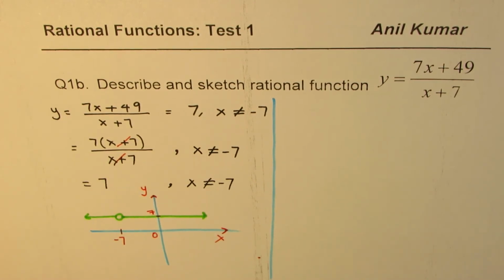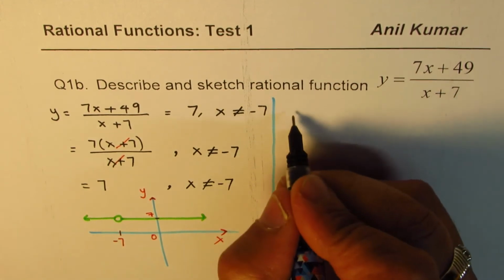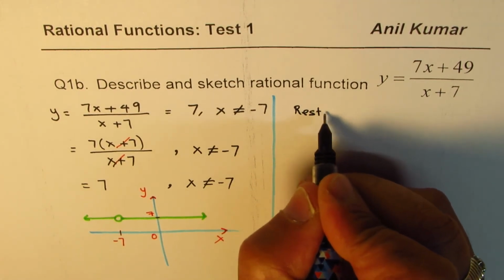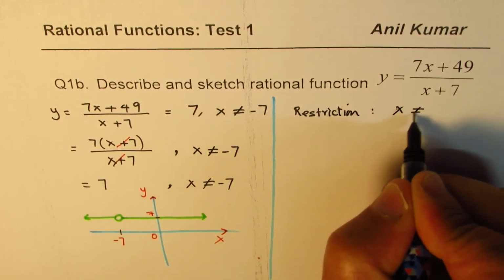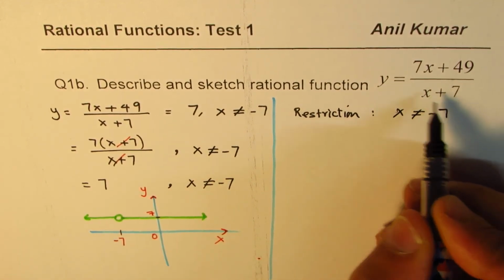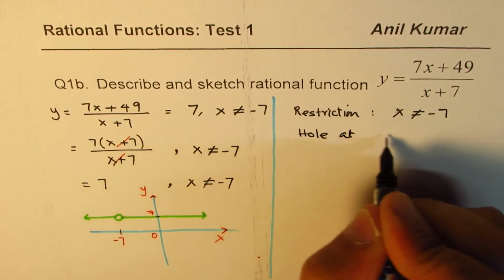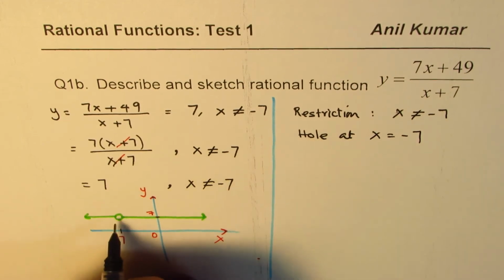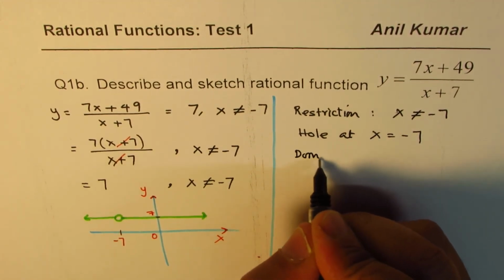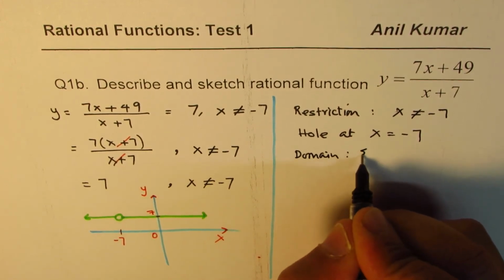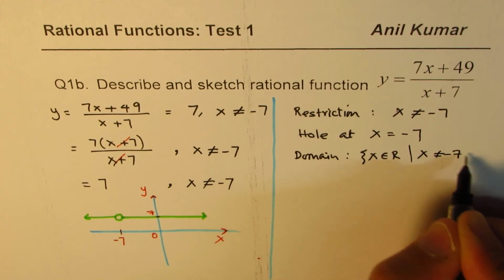And now we can write some characteristics about it. First, of course, is the restriction we're talking about. The restriction is that x is not equal to minus 7. What is there at minus 7? We have a hole at x equals minus 7, which is shown here. Is it okay? And then we can write the domain of this function: x belongs to real numbers, but x is not equal to minus 7.